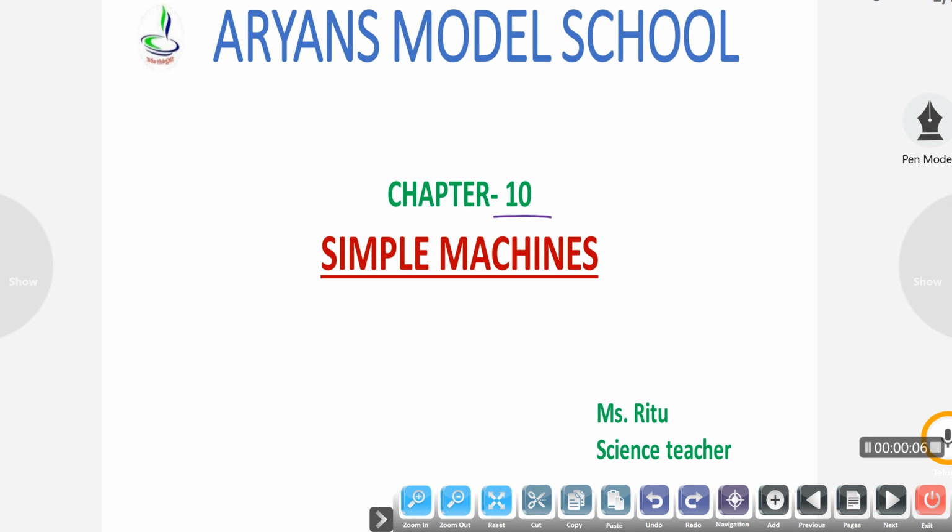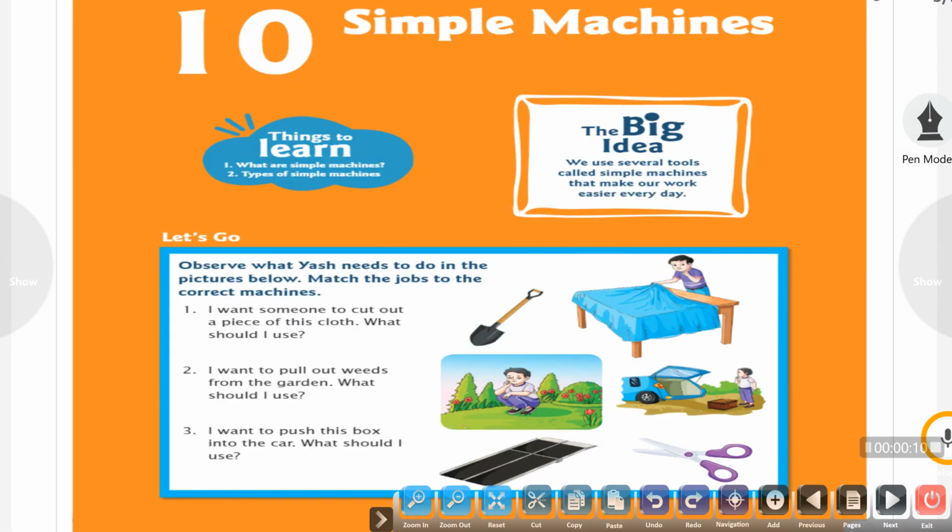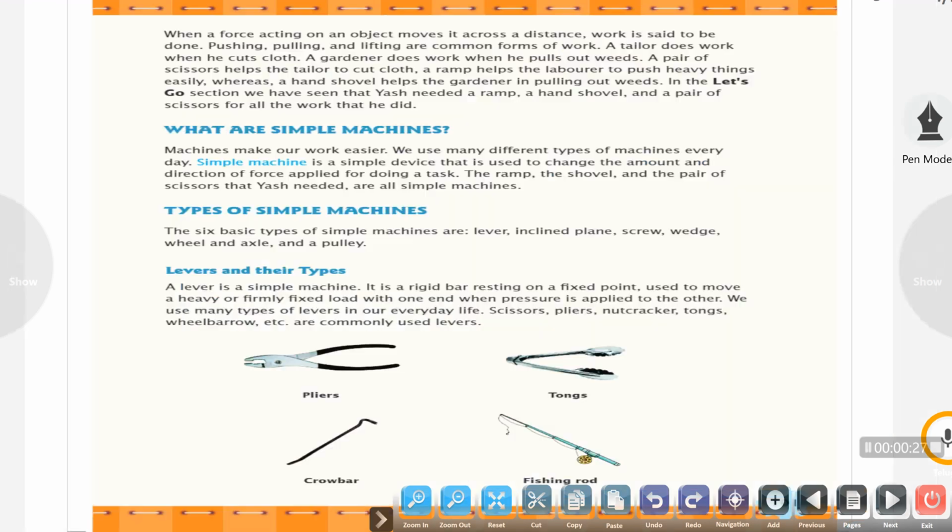Today we will discuss our chapter number 10, that is simple machines. Let's start. In this chapter we will discuss mainly these two topics. The first one is what are simple machines and second types of simple machines. There are several tools called simple machines that make our work easier every day.